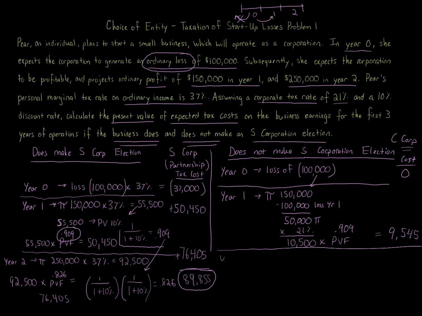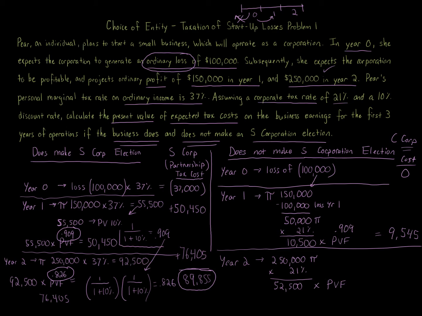Now we go to year two, and we've already used all of our carryover loss. We're told we have a $250,000 profit in year two, so there's no loss to offset. All of that is profit subject to a 21% tax rate. That's going to equal $52,500. We multiply that by our present value factor, which we've already calculated, the same as for the S corporation, 0.826. We got it the same way, by squaring the 1 over 1 plus 10%, squaring that number.